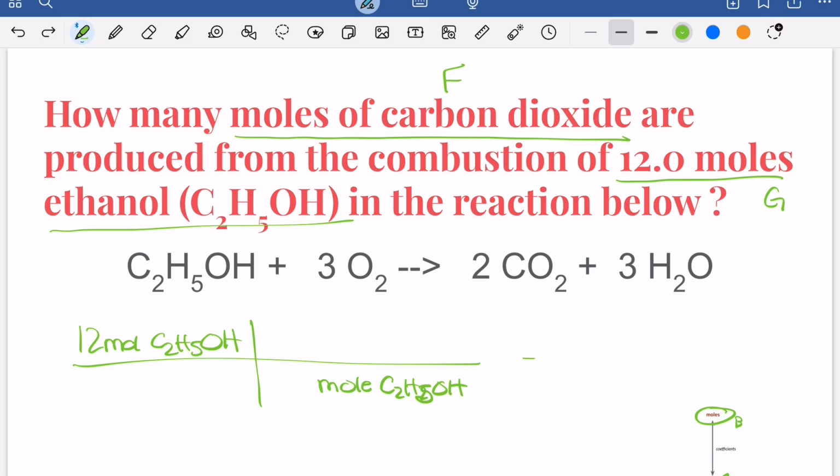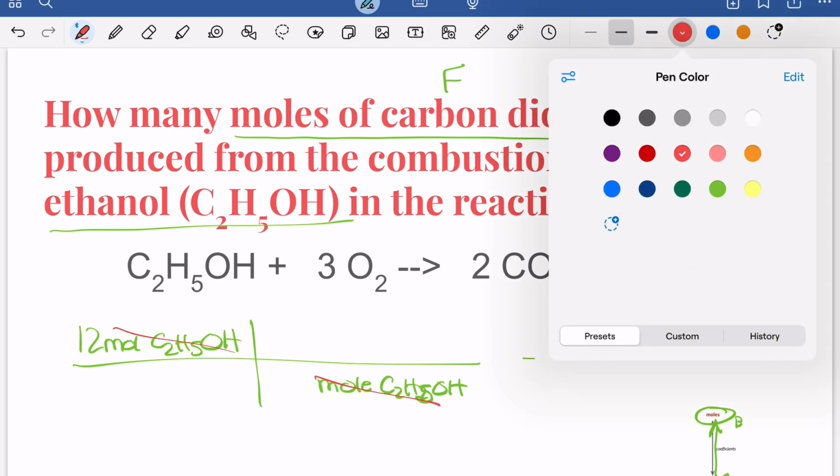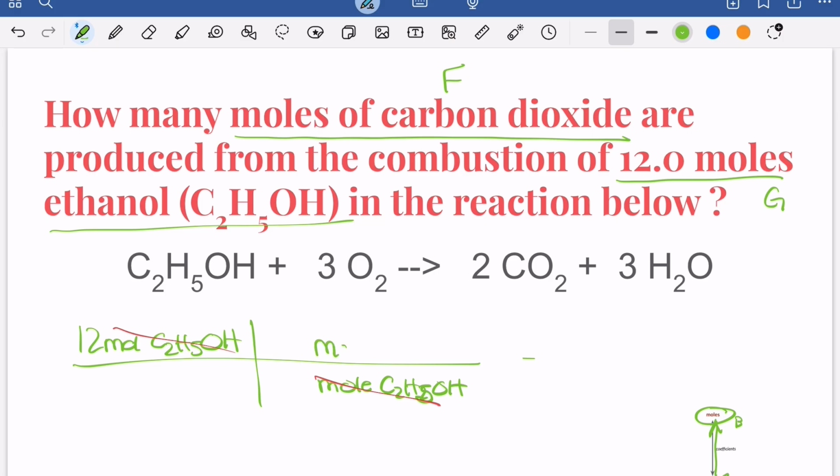Now when I cancel this mole here on the bottom, I am then going to moles of B at the top, right? Here's the options I have. I can go to particles, grams, or moles. Well, the route we want to take is to the top. So I'm canceling the moles that I have, and I am going to moles of substance B, which is our carbon dioxide, CO2.